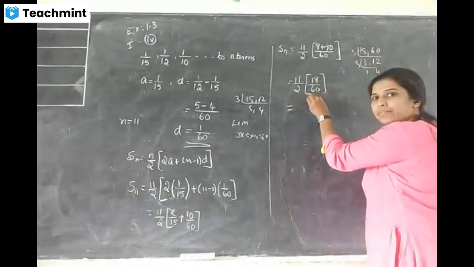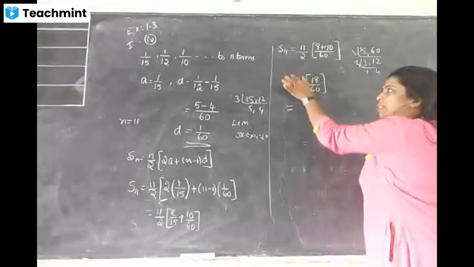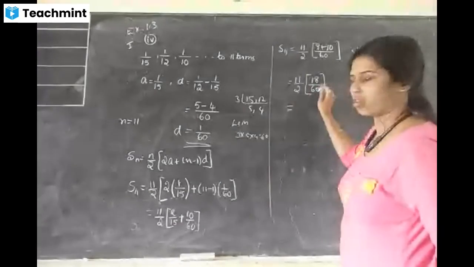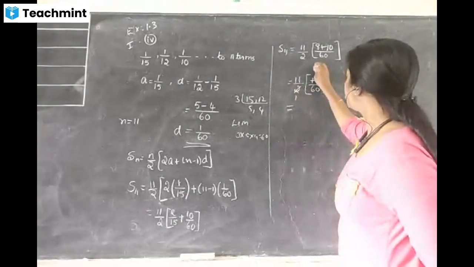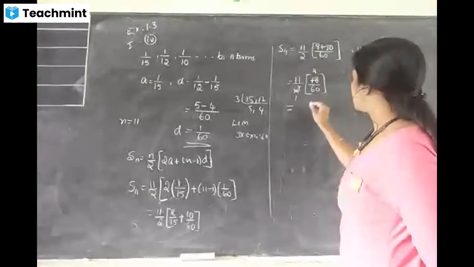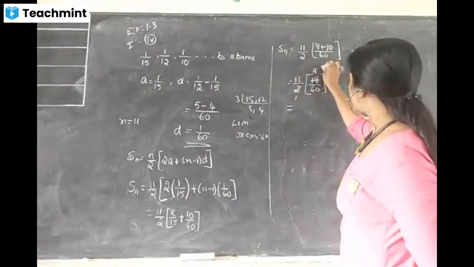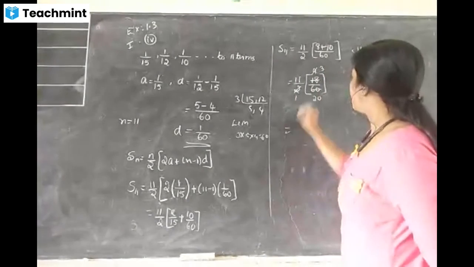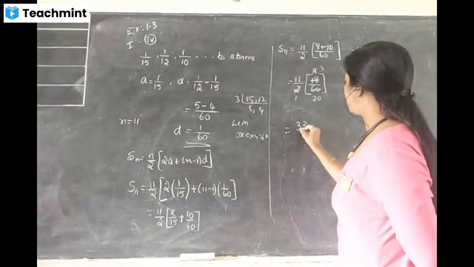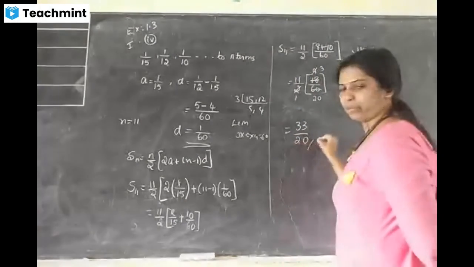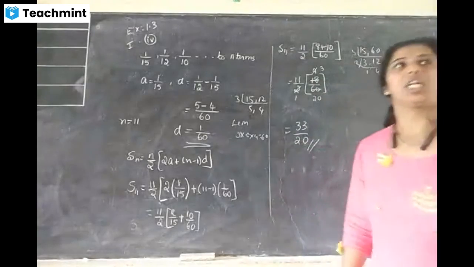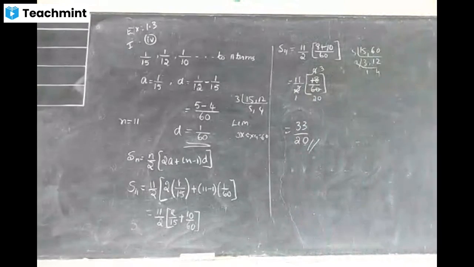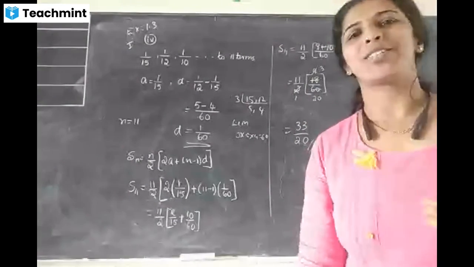Now single term, single term, single term. Now we can cancel. Single. Plus minus is not there. 2 ones are 2, 2 nines are 18. 3 threes are 9, 3 20s are 60. So what remains? 11 into 3, 33 divided by 20 is remaining. This is the answer. I think you understood. Simple questions only solved today.